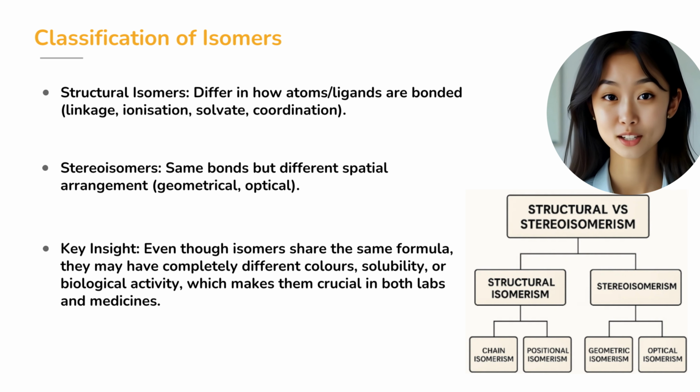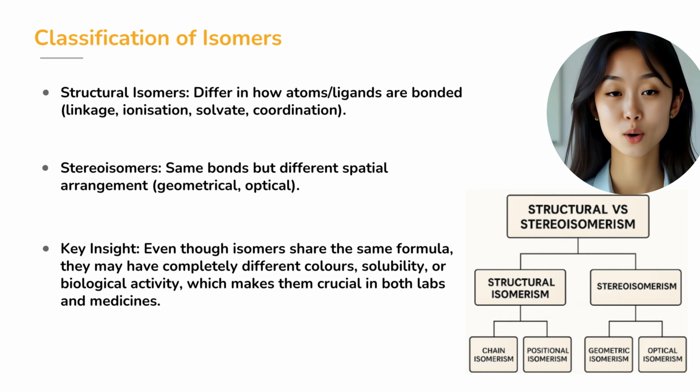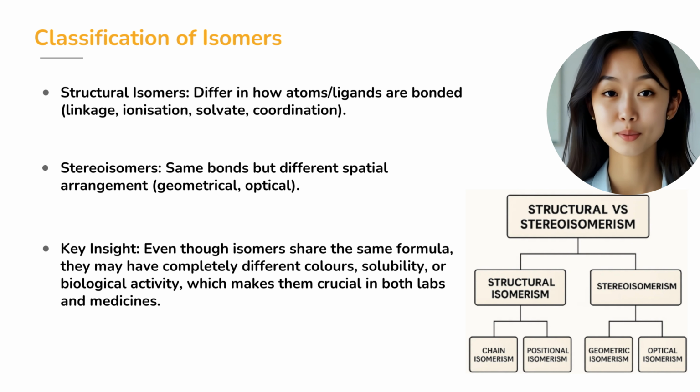And here comes the interesting part, bachcho, even though two isomers have the same chemical formula, they can behave totally differently. One may be blue, another green. One might dissolve in water, the other might not. The most dramatic example is cisplatin, written as Pt(NH3)2Cl2, which can save lives, while transplatin, written as Pt(NH3)2Cl2, has almost no effect in the body. So remember, isomerism is not just about formulas on paper, it literally decides how molecules behave in real life.